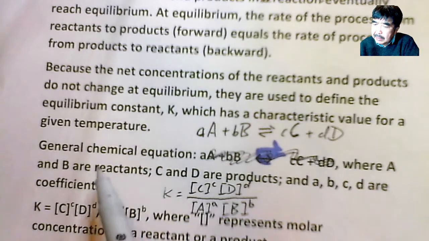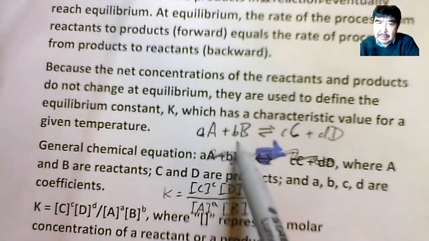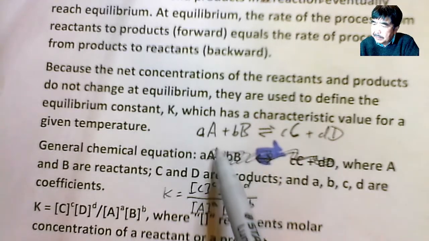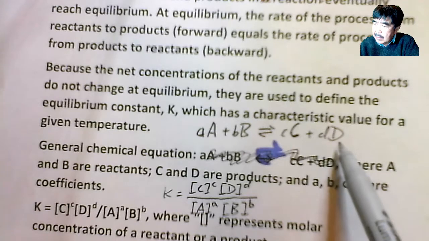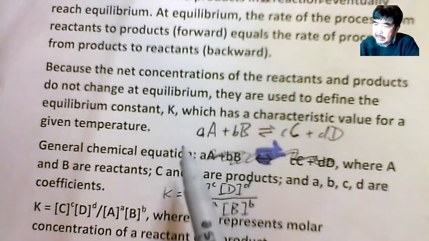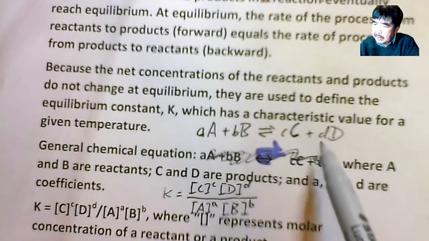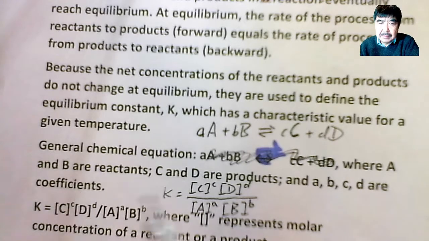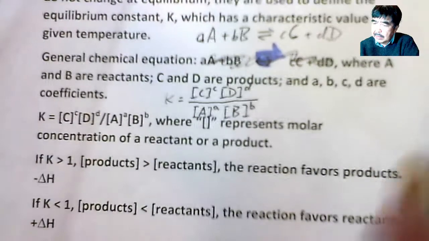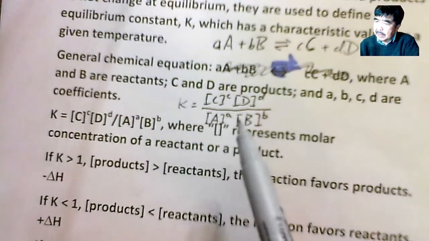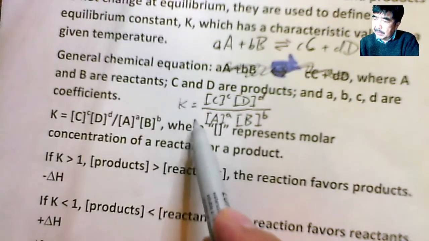And this is the general chemical equation. You can take a look at it here. The capital A and capital B are reactants. Capital C and capital D are products. The small a, b, c, d are called coefficients. Okay, take a look at the equation for the equilibrium constant.